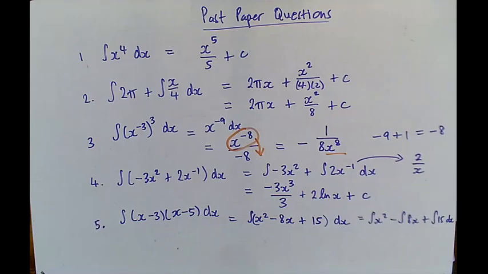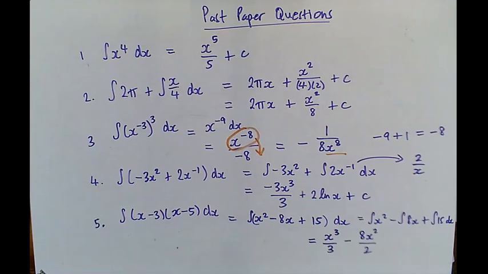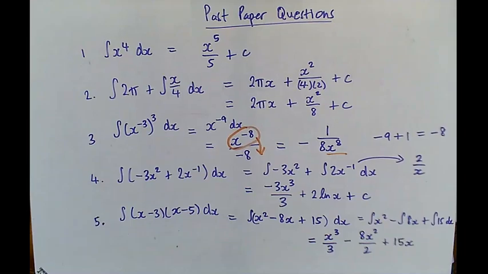Adding 1 to the exponents, we'll get x to the 3rd over 3. Then the next one, we will add 1 to the exponent there, so it'll give us x squared over 2, and obviously we can simplify that in the next step, and then we have plus 15x. In the next step, we're going to simplify that 8 over 4. It will become a 4. That 8 over 2, it will become 4. So we have x cubed over 3, and then minus 4x squared plus 15x plus c. It's as simple as that.